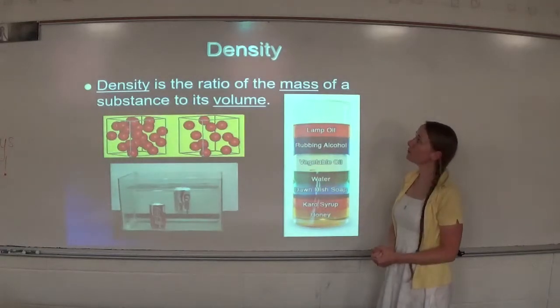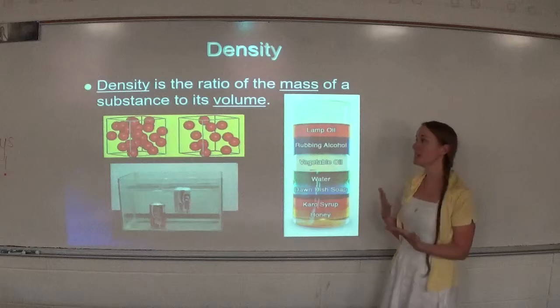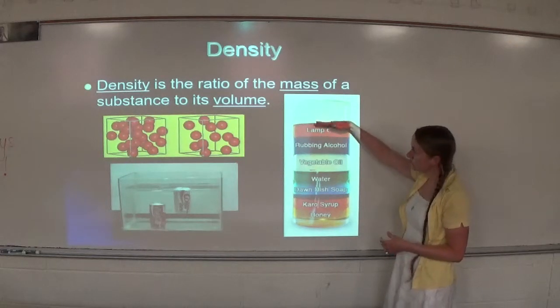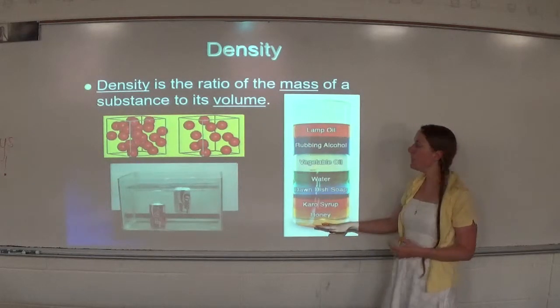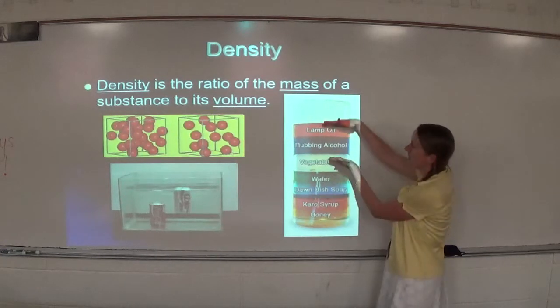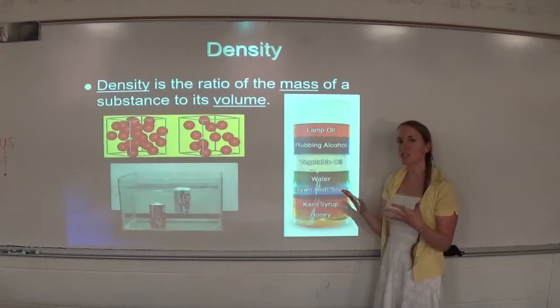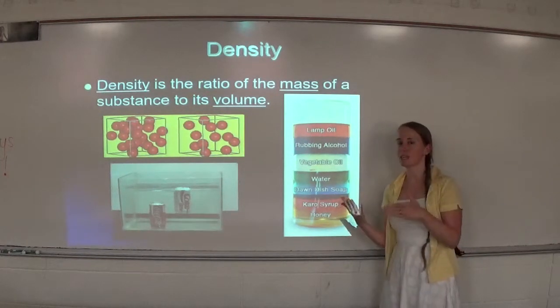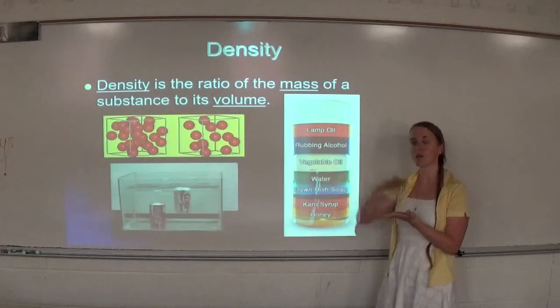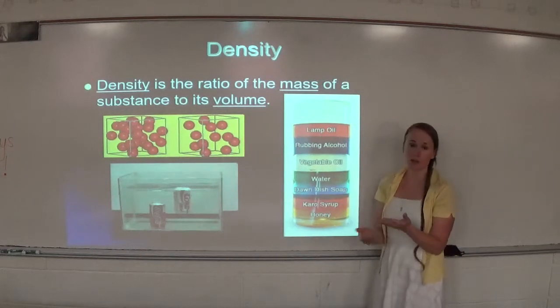Density. Density is the ratio of the mass of a substance to its volume. So density equals mass divided by volume. If you build what's called a density column, the most dense substances will be near the bottom, and the less dense substances will be near the top. Density is what determines if something floats or sinks. If something is less dense than water, it will float in the water. If something is more dense than water, it will sink in the water.